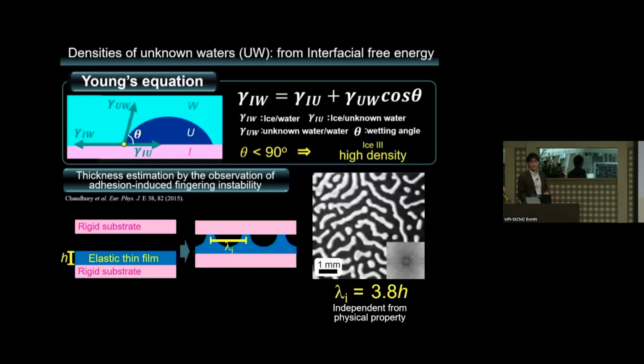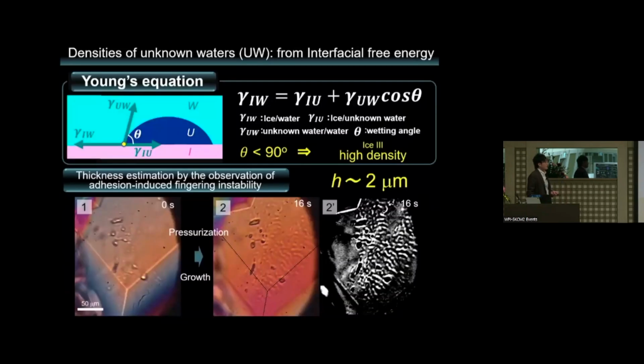So we tried to observe this fingering instability. Let me show you the in situ observation of the bicontinuous pattern formation. Maybe you can see here that the homoimmiscible water shows the bicontinuous pattern induced by the fingering instability. We analyzed the wavelength of this bicontinuous pattern, and we estimated the thickness to be 2 micrometers. So from the size and the thickness, the wetting angle is probably less than 19 degrees. So the density of the unknown water is higher than bulk water.